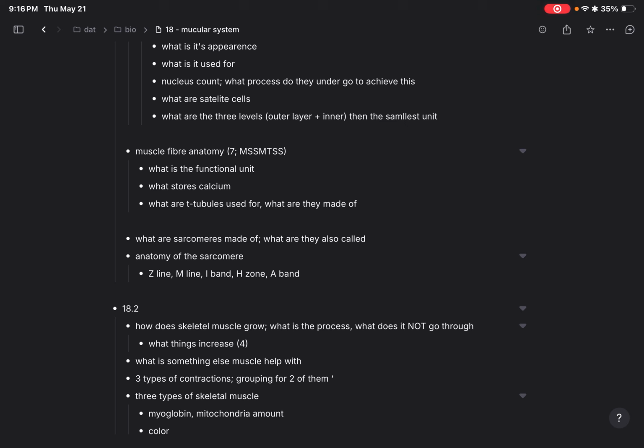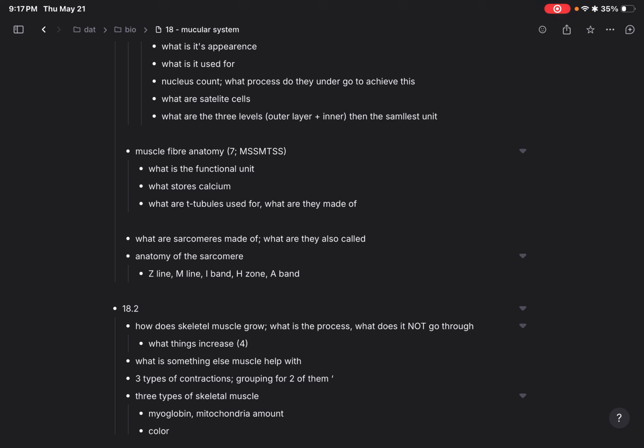Anatomy of the sarcomere. So we have the Z line, we have the M line, the I band, the H zone, and the A band. So what is all these? Well, I could tell you that the M line is the middle line. That's the very middle. The I band is where it's actin only. H zone is myosin only. Then the A band is the overlap between myosin and actin.